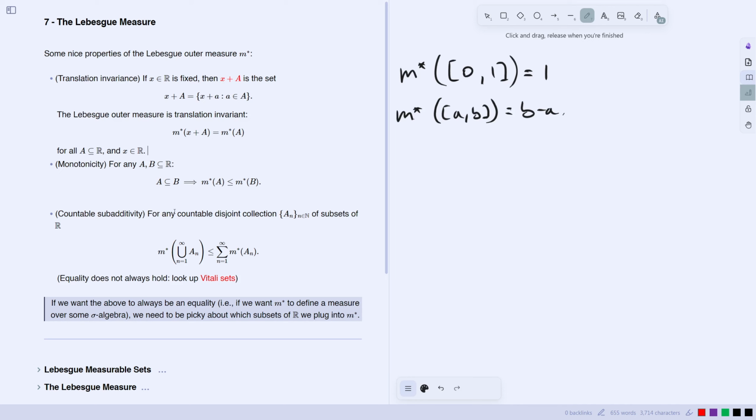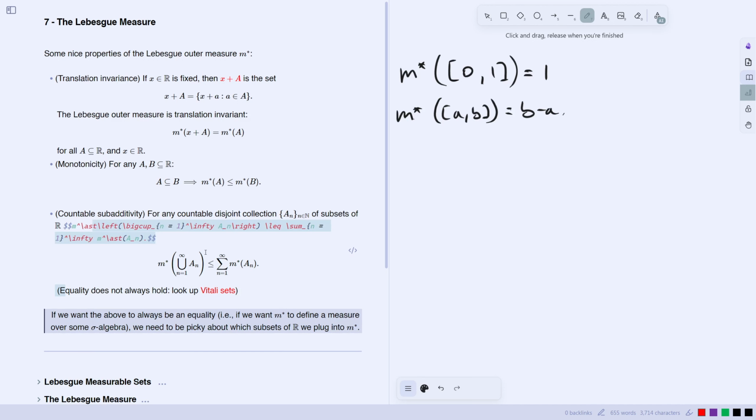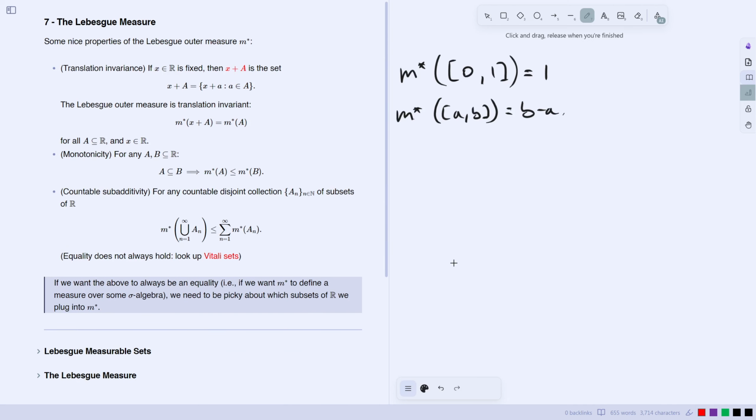And then the third, we have countable subadditivity. And this is the only issue. This is the only hitch, which is we really want this to be an equal sign, but it's not. Okay, let me just do this so we're not bothered by, there we go, perfect. Countable subadditivity, digesting this definition. For any countable disjoint collection of subsets of R, the Lebesgue outer measure of their union is less than or equal to the sum of the Lebesgue outer measure of the parts. Now, we would like this to be equal. If this was equal, the Lebesgue outer measure would be a measure, but it's not. It's equal in a lot of the sets you think of naturally.